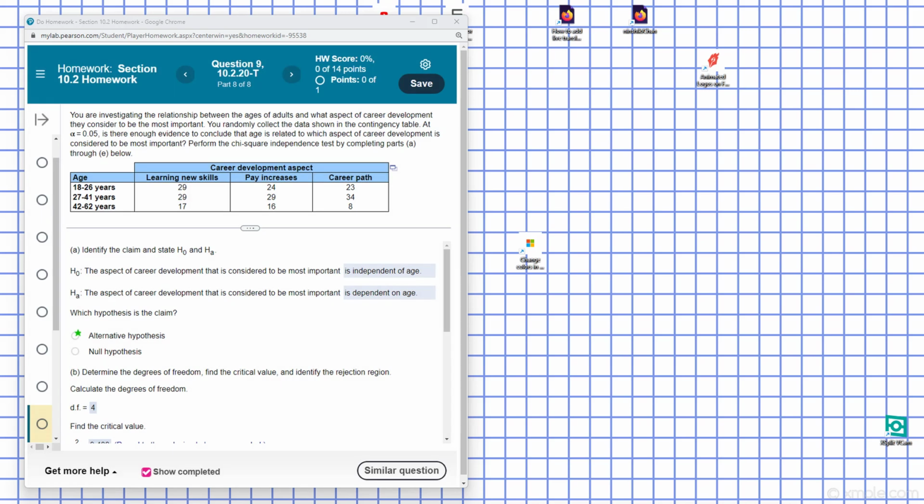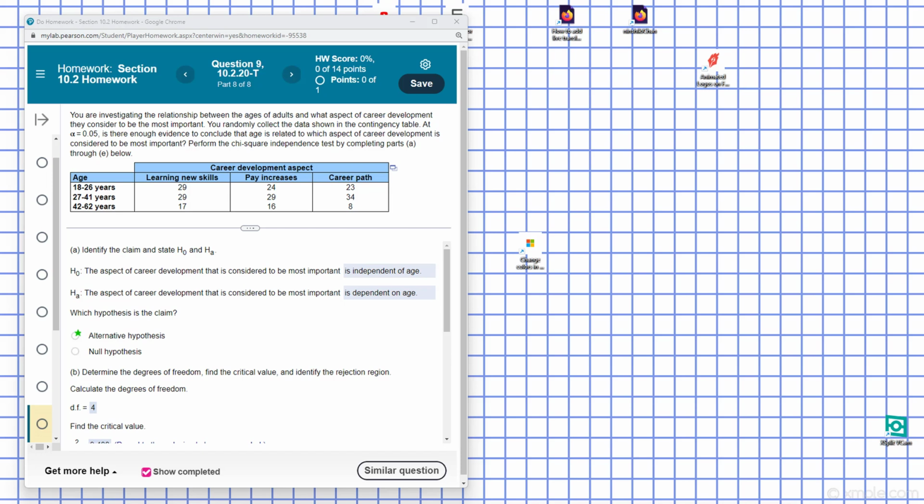This is chapter 10, section 2, problem 20. You are investigating the relationship between ages of adults and what aspect of career development they considered to be most important. You randomly collect the data shown in the contingency table at the level of significance being 0.05. Is there enough evidence to conclude that the age related to which aspect of career development is considered to be most important? Perform a chi-square independence test by completing parts A through E below.